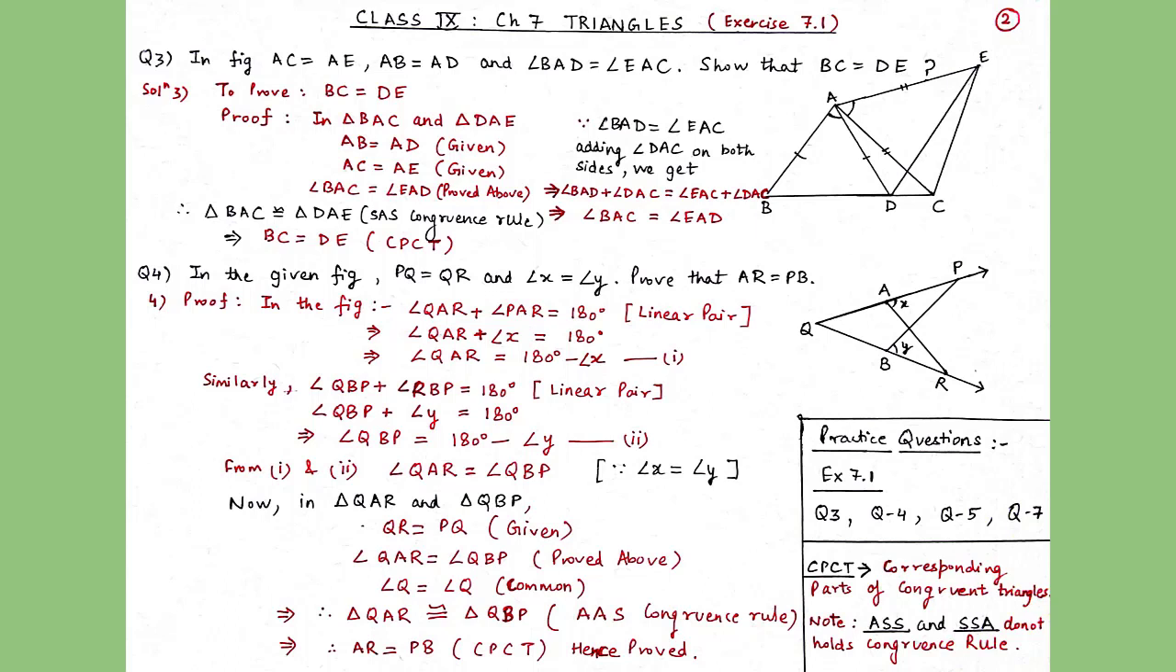And now we will take two triangles, that is, triangle QAR and triangle QBP, and prove that they are congruent. According to our figure, in these two triangles, QR is equal to PQ, which is given in our question, and angle QAR is equal to angle QBP, as we have proved above, and angle Q is equal to angle Q, which is common in both the triangles. So triangle QAR is congruent to triangle QBP by angle angle side congruency criteria. Students, from here, AR is equal to PB by CPCT, because triangle QAR is congruent to triangle QBP. Therefore, they are equal and hence proved.